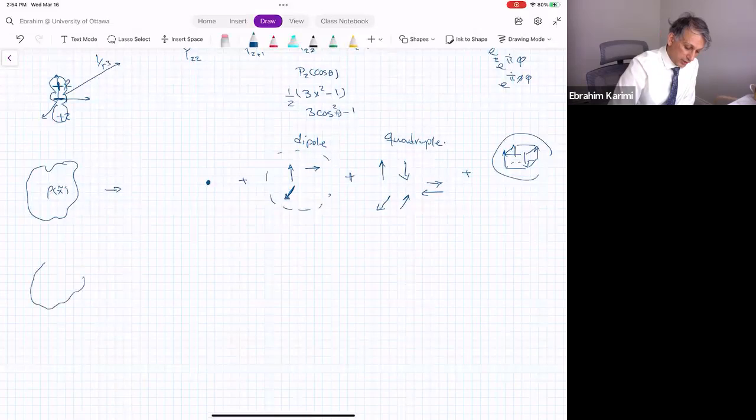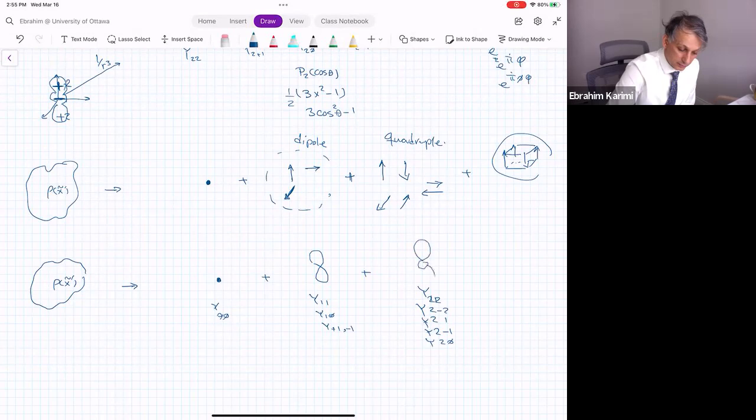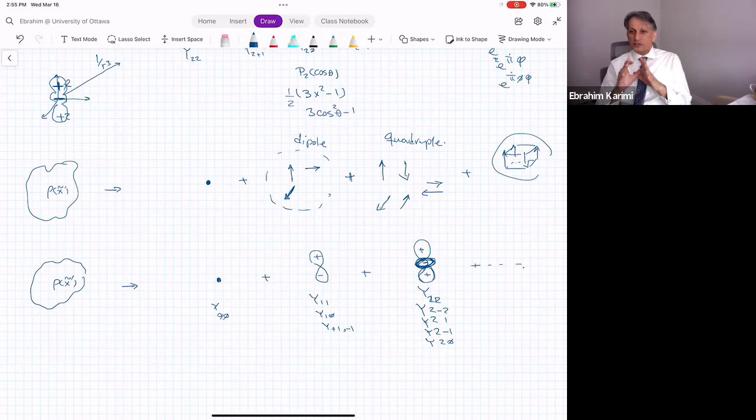For spherical coordinates, the same charge distribution can be expanded in terms of Y 0,0, or in terms of Y 1,1, Y 1,0, Y 1,-1, which means that you have something like this, or Y 2,2, 2,-2, 2,1, -1, or 2,0, sorry. And that means that you have something like that. Okay, and by the way, this part should be like plus the other terms. So indeed, it allows you to do the expansions in terms of that specific charge distribution. All right? Okay.